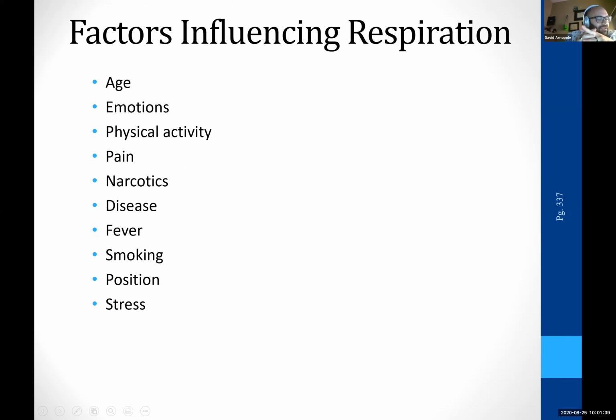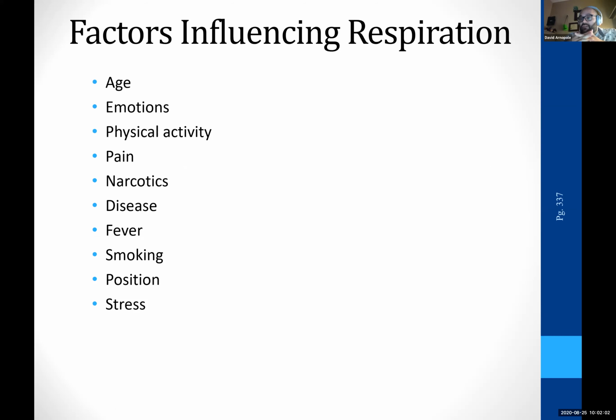Factors, age. You asked about children, I'm just gonna throw a number at you. Adults, we've already said 12 to 20. Newborns are 40 to 90. So know that the age can change this, okay? Emotions. Stress can increase respirations. Activity and pain. I think we've gone over this enough for you to start recognizing how these work.